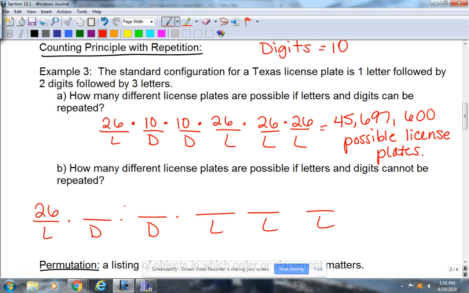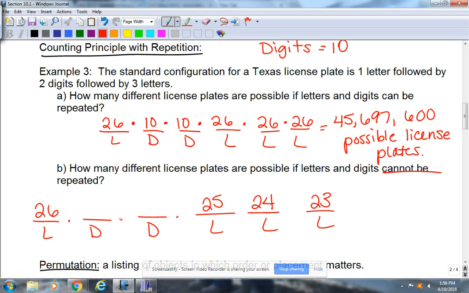26. And I'm going to skip the digits for a second. I cannot use that same letter again. So now how many options do I have for the next letter? 25. And then I can't use that one again either. So how many options do I have for the next one? And then the next one. Y'all see how if you can't repeat them, they go down one every time? Because you're taking away the number of options you have after you've already used something. So read for can repeat and cannot repeat.